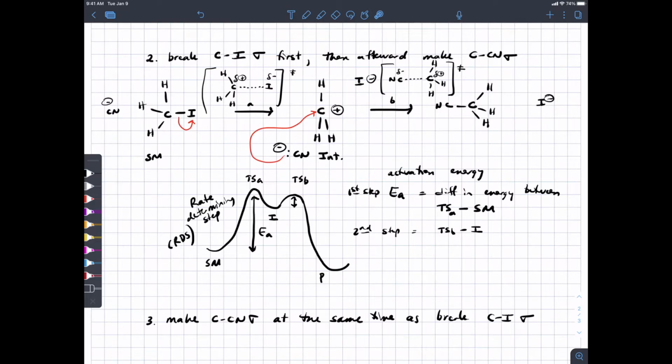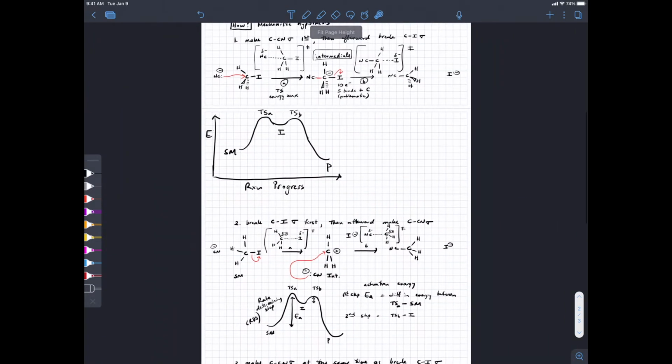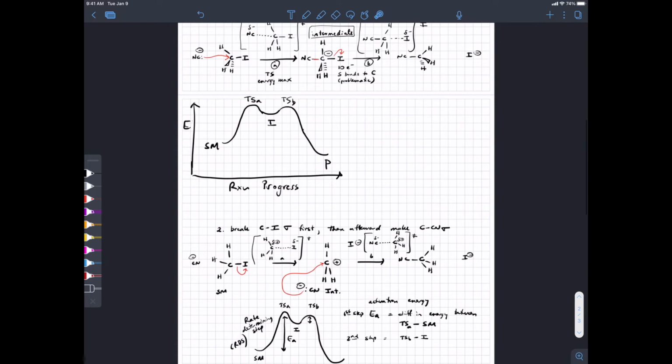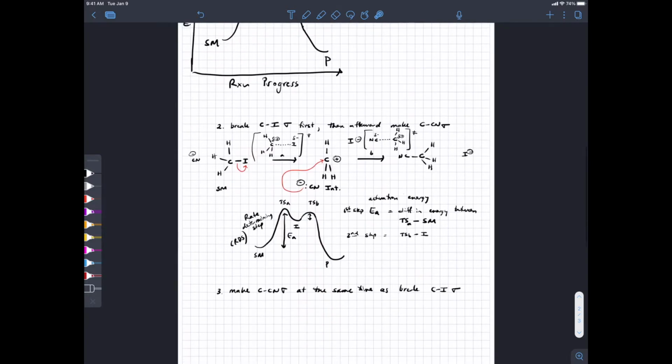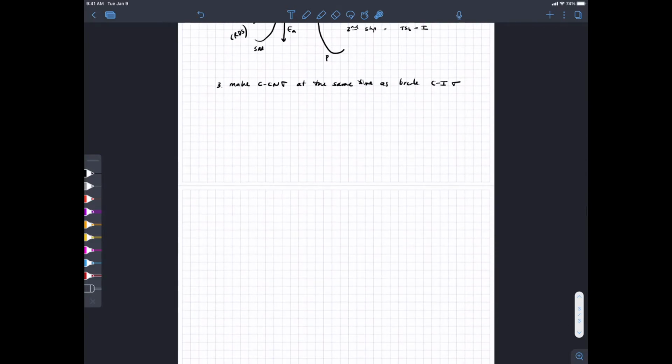So, what do you think about mechanism 2 in terms of reasonability versus mechanism 1? Seems more reasonable in the sense that we're not breaking the octet rule. Okay? Right. So let's try mechanism 3.